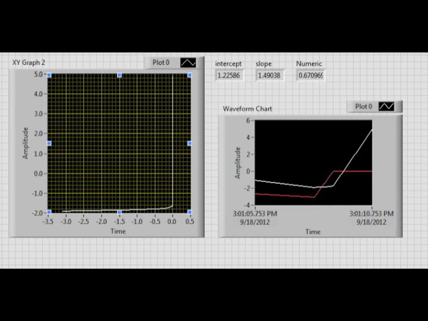We ended our experiment with a diode for a resistor. This diode gave us a value of 0.67.